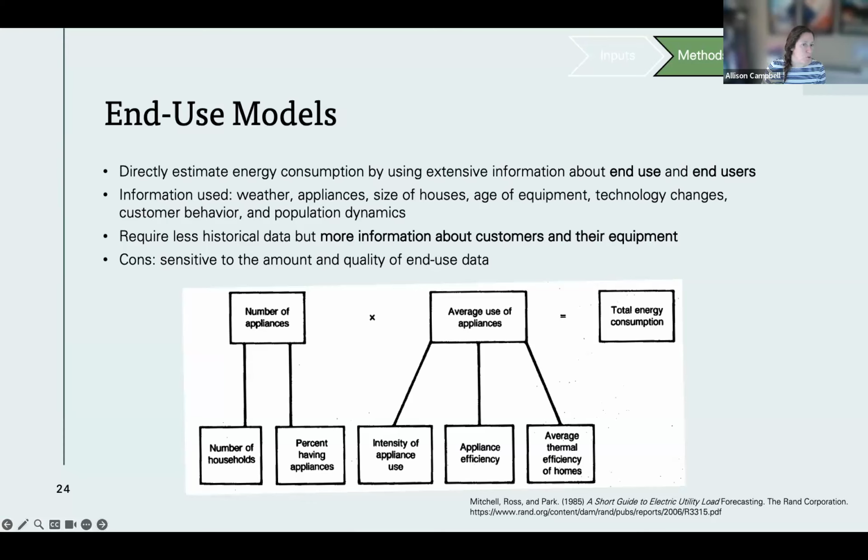And then perhaps you would like to modify your end use model. This is for directly estimating energy consumption by using extensive information about the end use and the end users.